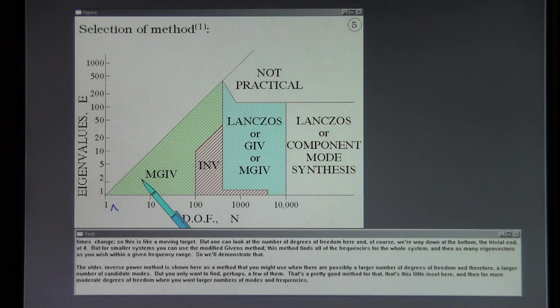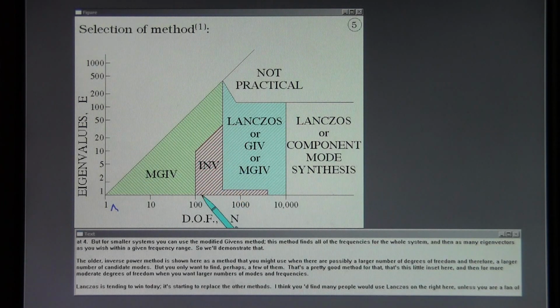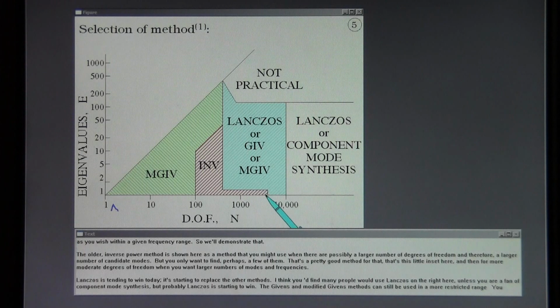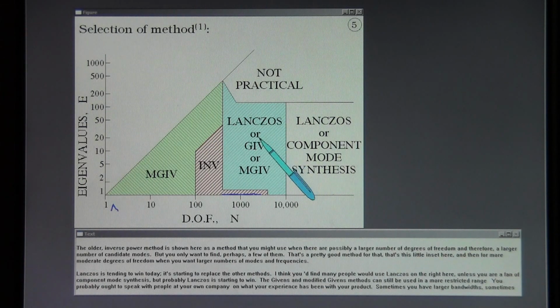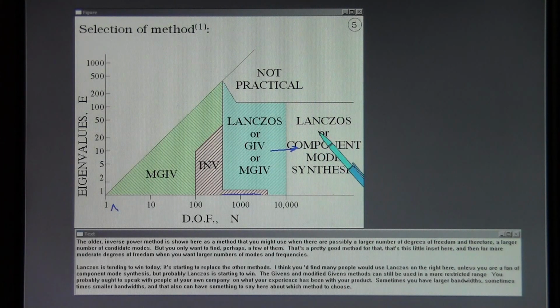The older inverse power method is shown here as a method that you might use when there are possibly a larger number of degrees of freedom and therefore a larger number of candidate modes, but you only want to find perhaps a few of them. That's a pretty good method for that. That's this little inset here. And then for more moderate degrees of freedom when you want larger numbers of modes and frequencies, Lanczos is tending to win today. It's starting to displace the other methods. I think you would find many people that would use Lanczos on out to the right here. So I think unless you are a fan of component mode synthesis, probably today Lanczos is starting to win.